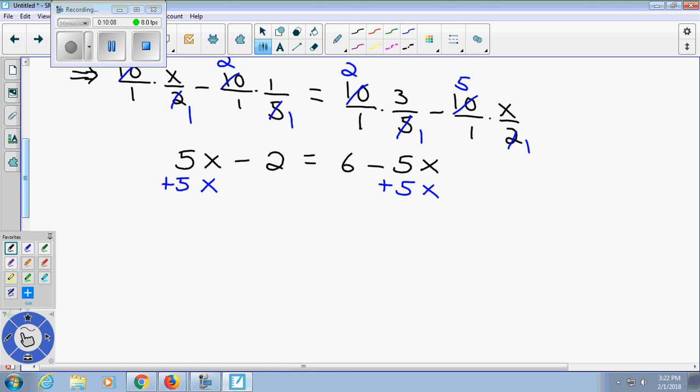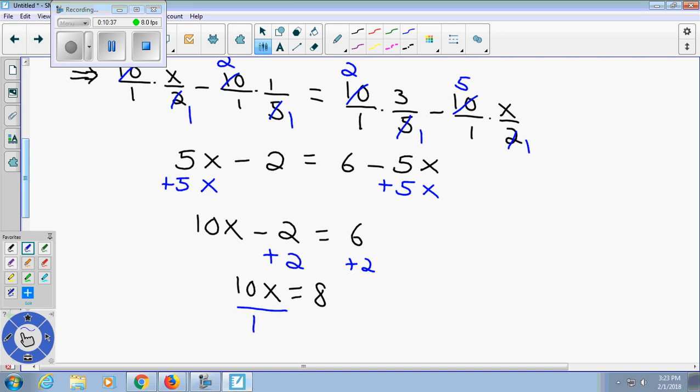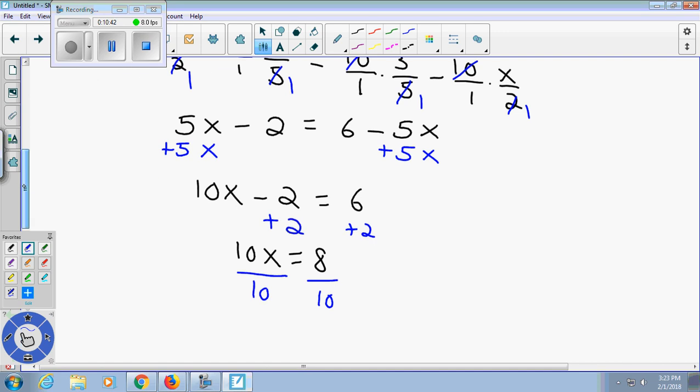I've done the same thing to both sides, so the new equation will be equal, but I have 10x minus 2 is equal to 6, and the other two terms cancel. I guess the last step now would be to add 2 to both sides, which leaves us with 10x is equal to 8. And now dividing both sides by 10 gives me my answer.